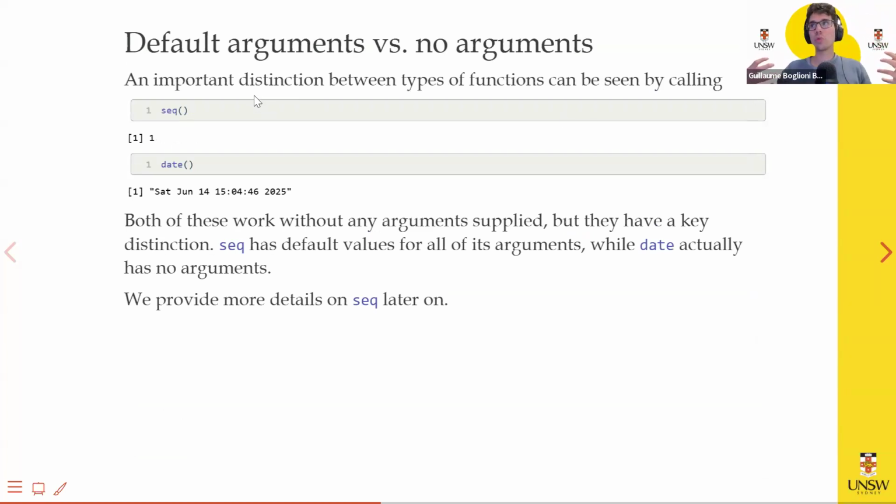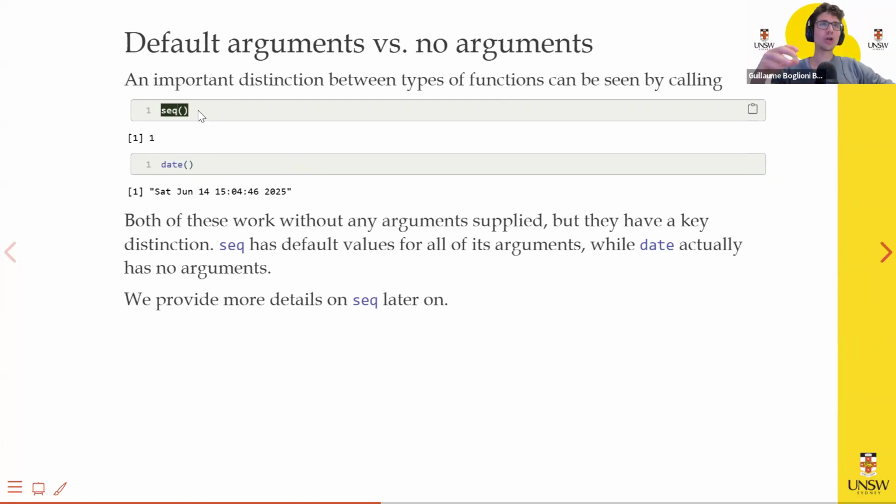Okay, just a distinction here. You can use a function without typing any arguments, but there's 2 different scenarios where this could happen, and they're quite different. So, for example, if you use the function sec without arguments, it's going to give you 1. That's the result of sec without any arguments. If you use the function date without arguments, it gives you this, the date of, well, whenever you type this. Now, both these work, but there's a difference.